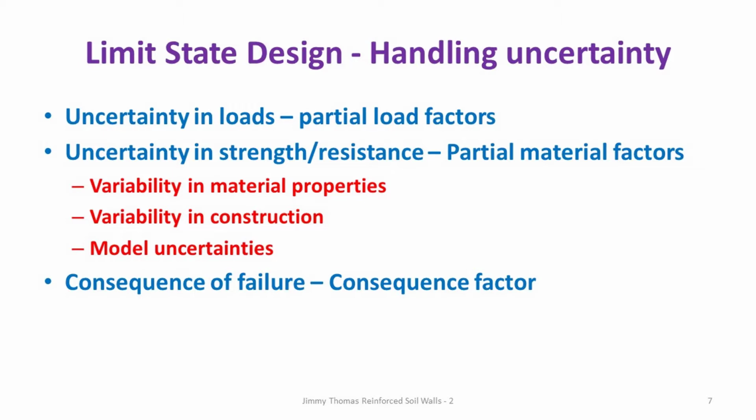Then there is uncertainty in the material strength, whether it is strength or modulus. To account for that, we take partial material factors, because we are providing certain dimensions, but there is a tolerance to that. Then the model uncertainties: we use a calculation method, and there are always assumptions, these are all approximate. So we have partial material factors.